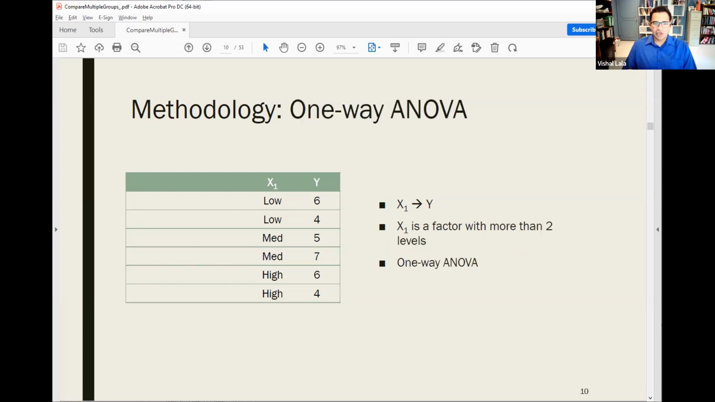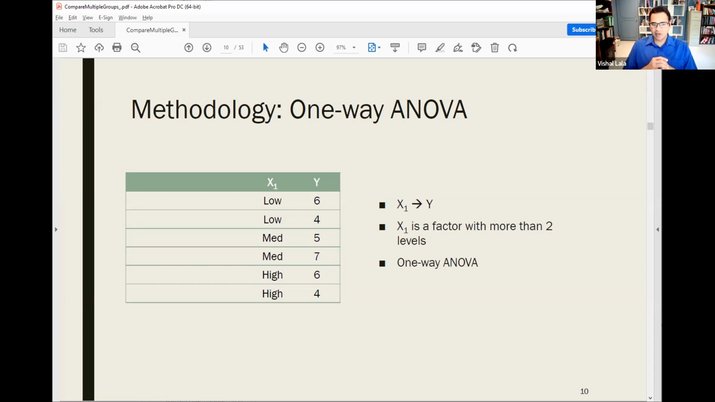Let's move on to a similar example with one difference. Now we have two columns, x1 and y, like we had before. The difference is x1 has not two groups, but three groups: low, medium, and high. So we want to compare the three groups of x1, low, medium, and high, in terms of some other variable y. In this scenario, the go-to technique is one-way ANOVA.